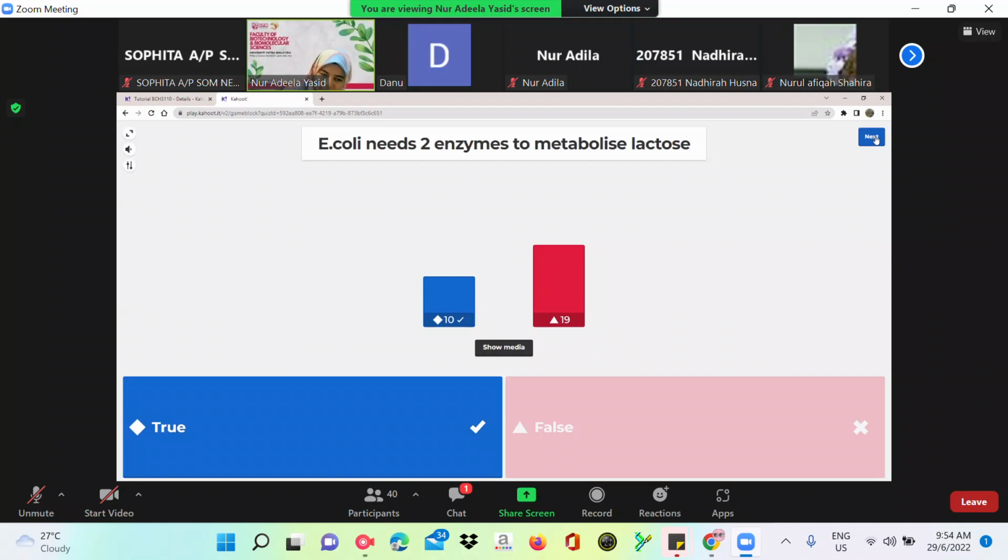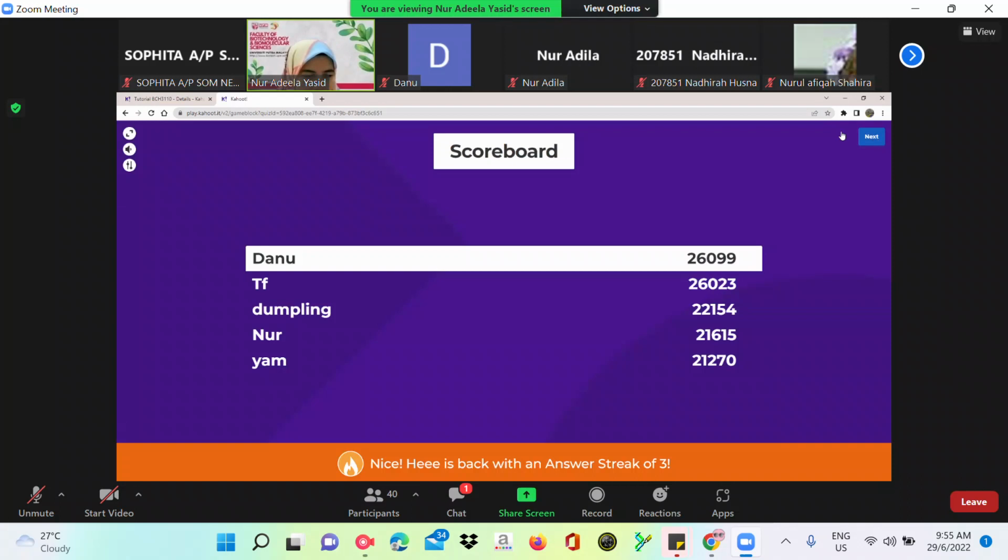The other one, permease, is to transport lactose. Basically, for these questions, the answer would be beta-galactosidase, obviously, to break down, and also permease, because the whole process of metabolizing lactose means breakdown and also transporting the lactose. So that's why the answer for this question is true. And the two enzymes are permease and beta-galactosidase.